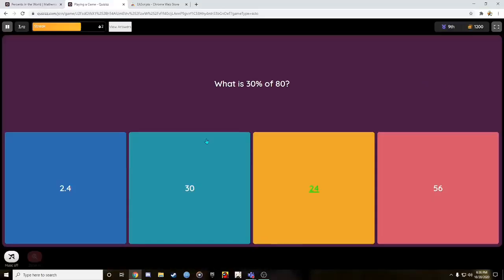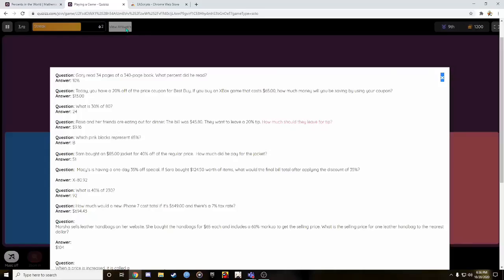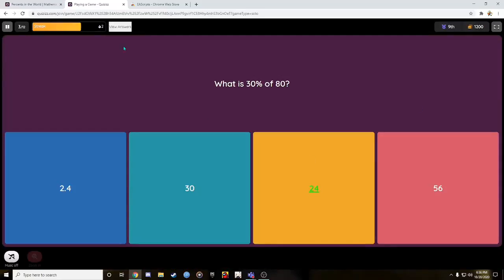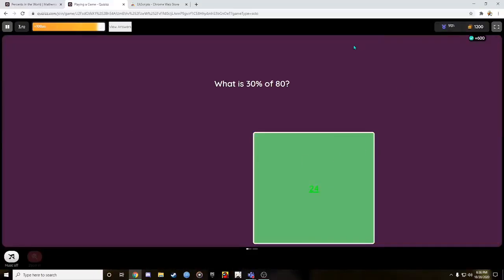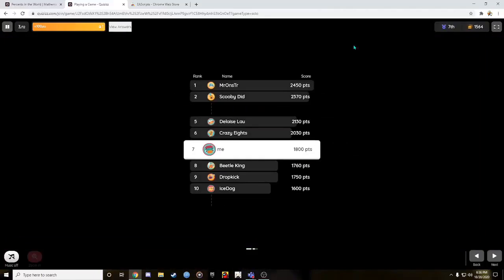For example, over here we got what is 30% of 80? Obviously, in the highlighter, it says 24. Let's try and find it here. All right. What is 30% of 80? 24. That's it. Good luck on your exams, tests, and everything.